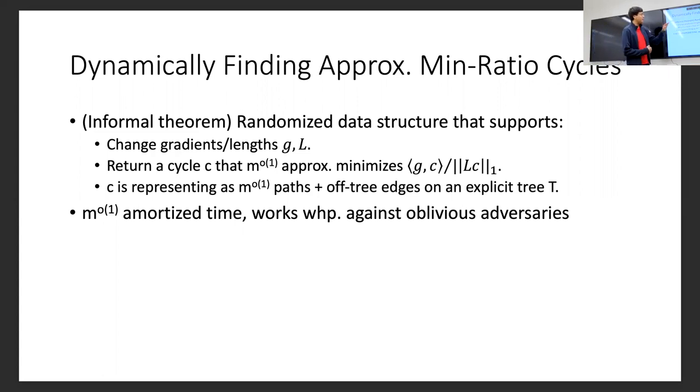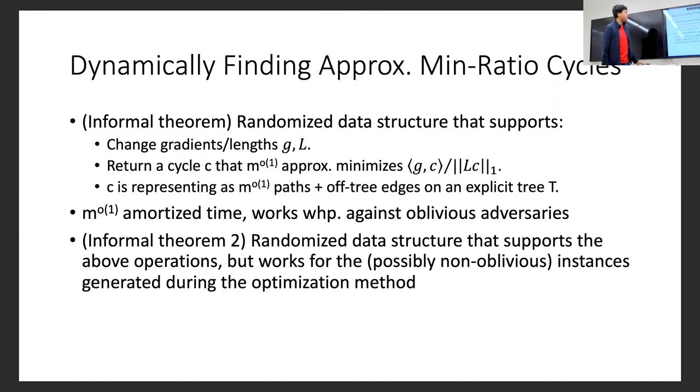Let me explain a little bit what oblivious adversary means. An oblivious adversary refers to a situation where the inputs, like the changes to G and L in the data structure, don't depend on the outputs of the algorithm. This is actually not enough for our purposes, because as we output cycle C, that influences how G and L change down the line. The theorem I stated is not enough, because it's possible that we output some C and that causes adversarial changes to G and L, which are harder to capture.